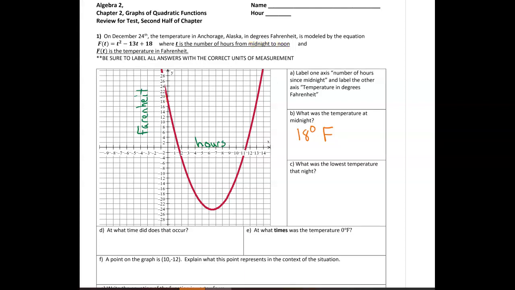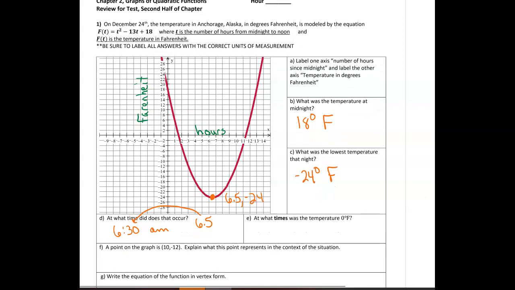So the next thing we're going to do is what was the lowest temperature that night? So the lowest temperature is going to be right here, and that is about negative 24 degrees Fahrenheit. But then part D says at what time does that occur? So that is the X value here. So if this is from midnight to noon, 6.5 would be at 6:30 a.m. So that 6.5 becomes the 6:30 a.m.